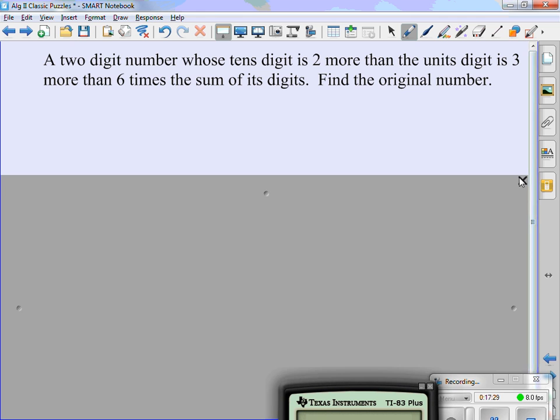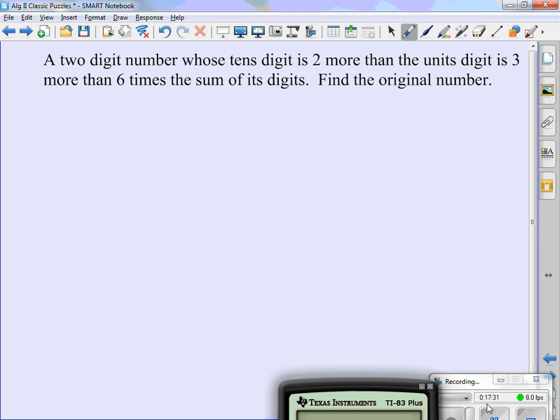Here's another one. A 2-digit number whose tens digit is 2 more than the units digit is 3 more than 6 times the sum of its digits. Find the original number. The two-digit number I'm going to call XY. What's the tens digit? X or the Y? X. So X equals 2 more than the units digit. So Y plus 2. Tens digit, units digit.